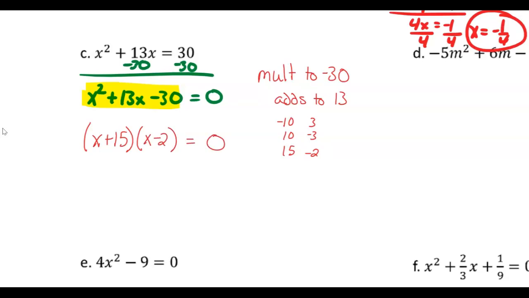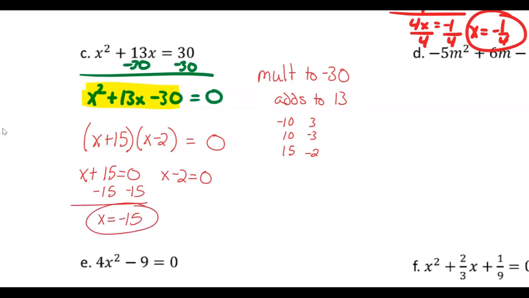And so now you've factored, you've done the hard part. Set each factor equal to 0 and solve. So since there's two factors, you're going to get two solutions. So we get x = -15, and we add the 2, and we get x = 2.